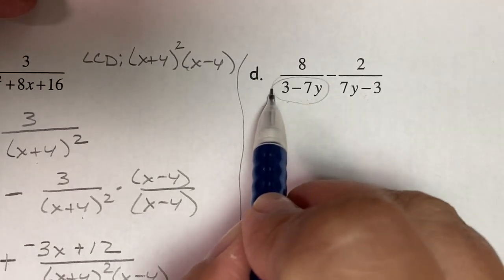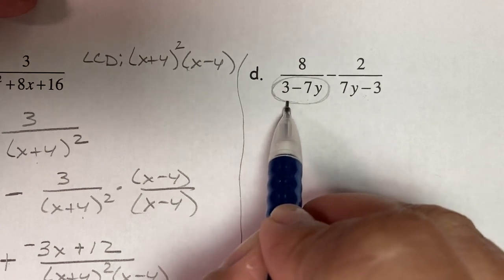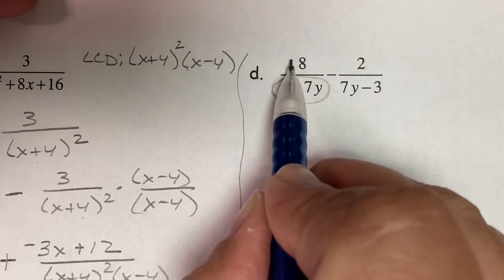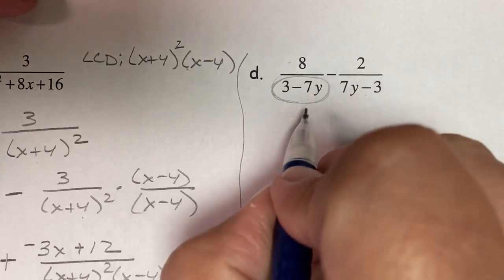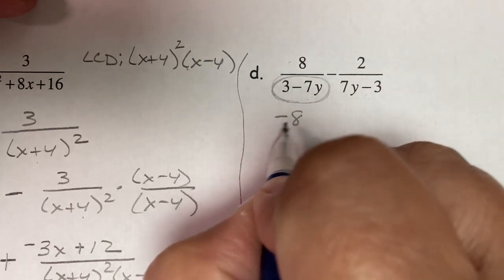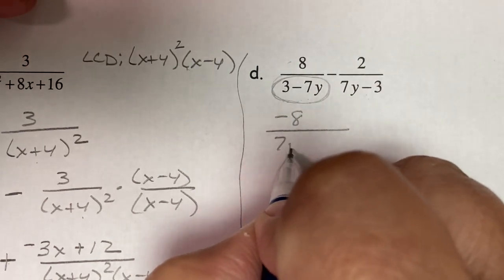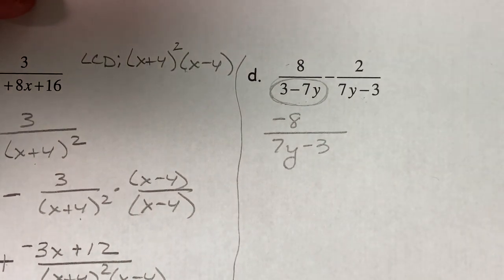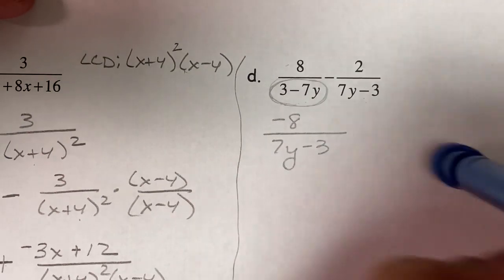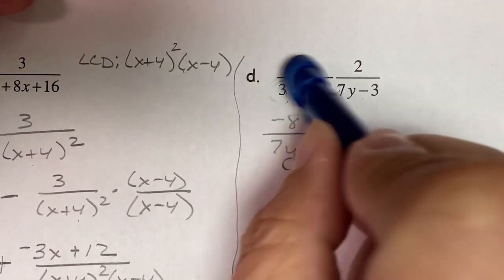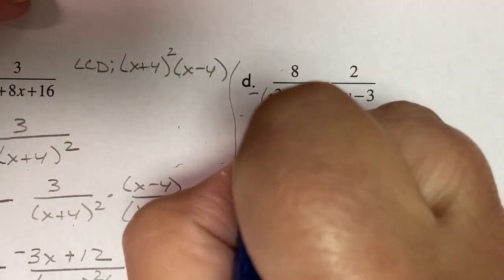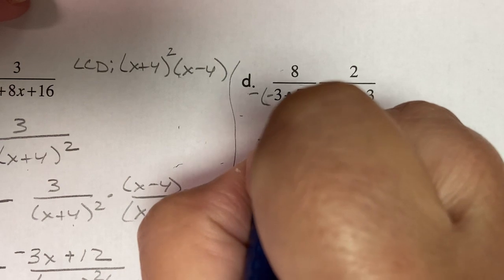Now remember what I did in our previous section. When I factored out the negative 1, remember I told you what we can do with that negative 1 that we factor out of the bottom is we can just put it in the top. So that is going to make this negative 8 over 7y minus 3. So once again, let's talk about what I just did. I factored a negative 1 out of the denominator. So think of it this way. If I factor a negative 1 out of here, it changes both of those signs.